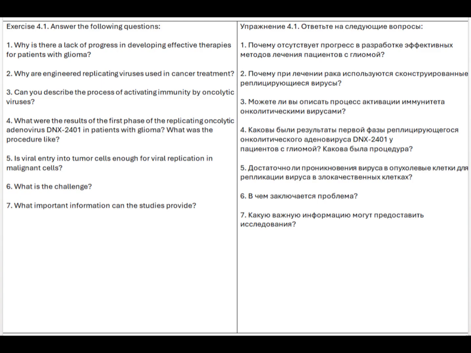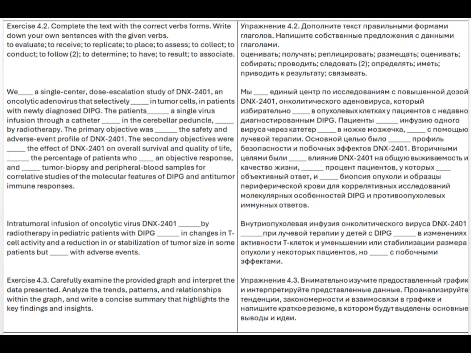5. Is viral entry into tumor cells enough for viral replication in malignant cells? 6. What is the challenge? 7. What important information can the studies provide? Exercise 4.2. Complete the text with the correct verb forms. Write down your own sentences with the given verbs.